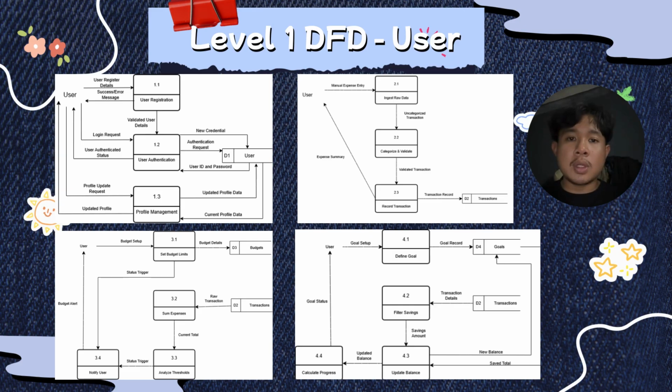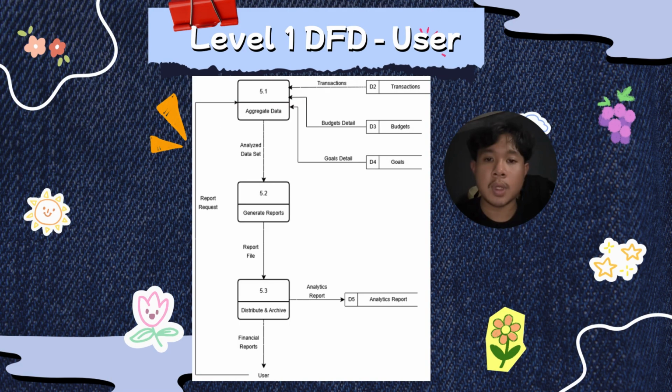Moving on to our user level 1 DFD. First, we have user account setup. Next, we have expense summary. Third, we have budget alert. And fourth, we have the goal status. And lastly, we have financial reports.